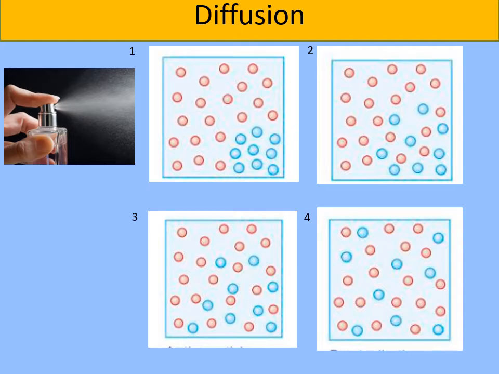Now, particles here move randomly. That means that they can move in all sorts of directions, and we can't always predict where they're going to move. It can happen randomly. But the overall movement of those perfume particles is from an area where they were highly concentrated, or where there were many of them, and they gradually moved to the area in that box where they were low in concentration, or there weren't many of them.